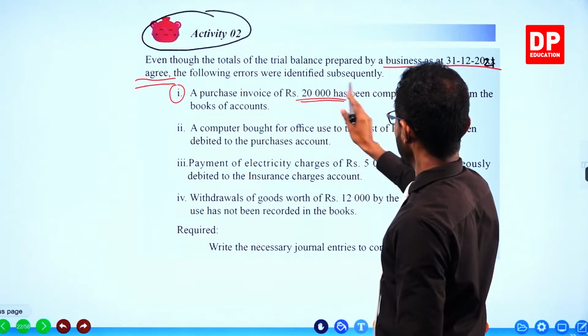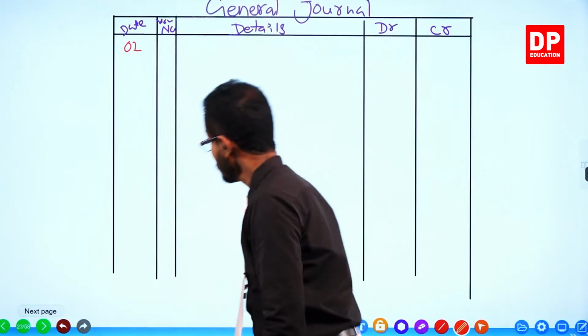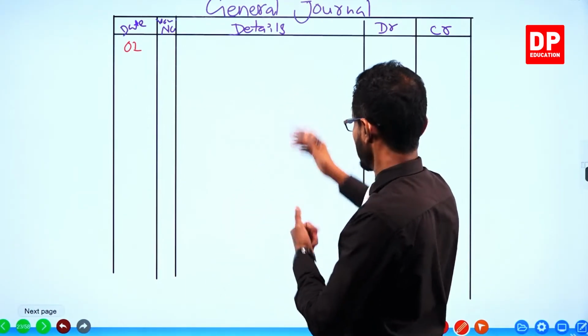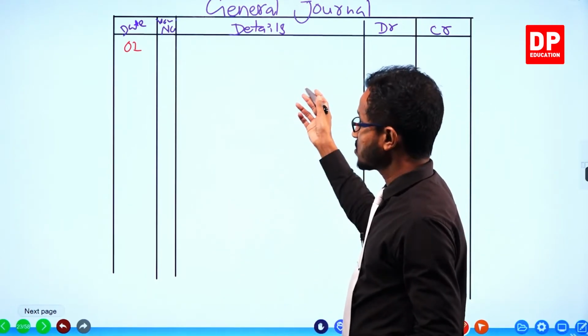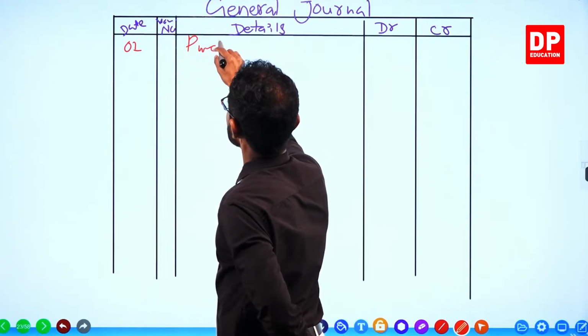Purchase invoice of 20,000 has been completely omitted from the books of accounts. We know what to do. We have to record the double entry in the general journal. Purchase invoice means it's a credit purchase. Credit purchase of 20,000. Purchases account should be debited.